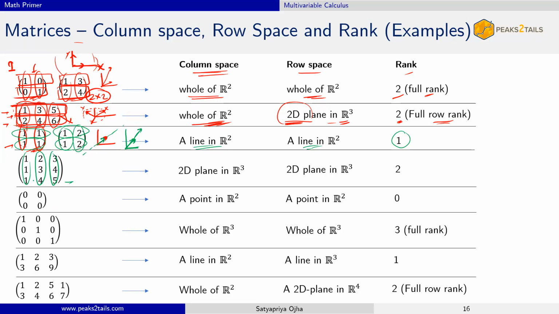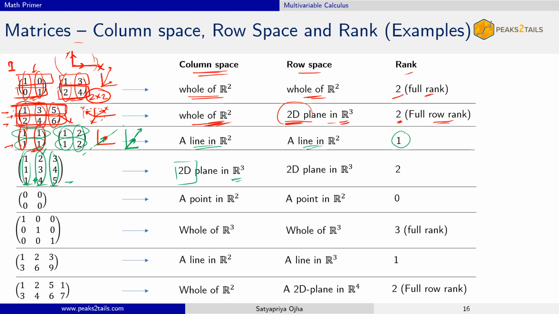Yes, that's correct. If you add the first two, you get the last one, right? Or you can say if you subtract the second one from the third one, you get the first one. So there is a perfect linear combination that exists. And how many linearly independent vectors are there? Two. So in the column space, ideally with three column vectors I should have been able to span the entire XYZ space. But because there are two independent vectors, I can maximum span a 2D plane in R cube.